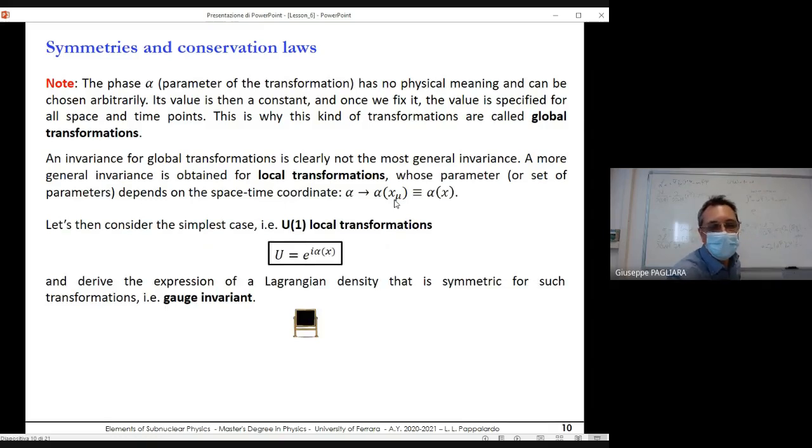Let's now, for instance, consider the local U(1) transformation. So the shape of the transformation is the same, but now the parameter of the transformation depends explicitly on the space-time coordinates. Okay? And let's now find the expression of the Lagrangian density that is symmetric under this local transformation, which is also called the gauge transformation. So the local transformations are also called gauge transformations. So let's move back to the blackboard.